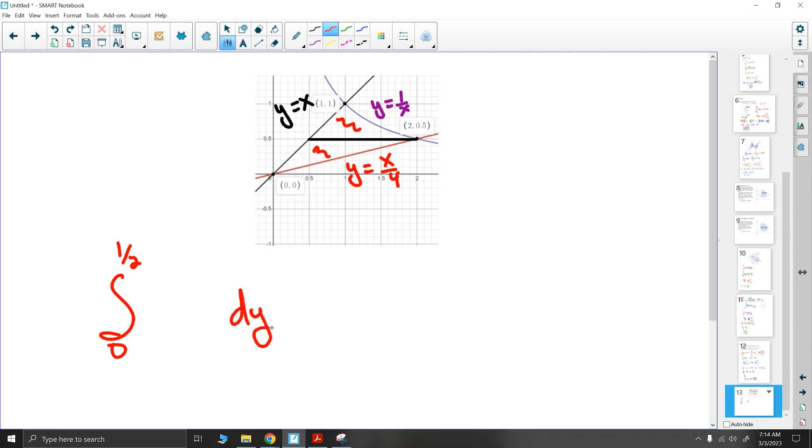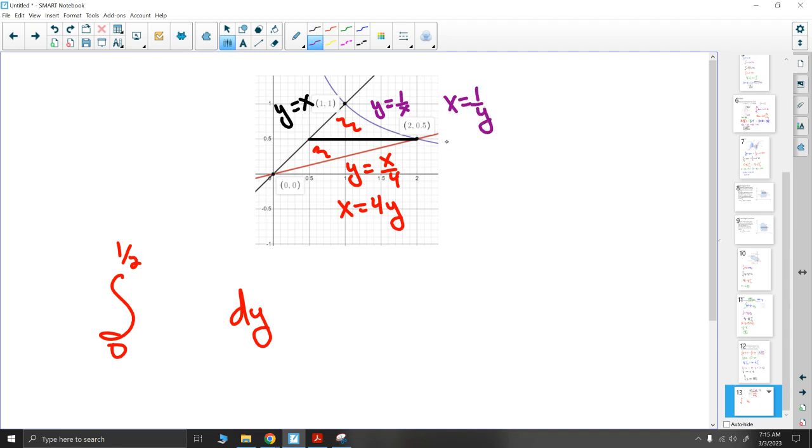But we're going to do it with respect to y. We need these in terms of y, not in terms of x. Now the black function's already in terms of y, so that's easy enough. But let's solve for x here. Multiply by 4. That would be x equals 4y. Over here, if we're going to solve for x, multiply by x, divide by y, we get x equals 1 over y, which is this purple function.